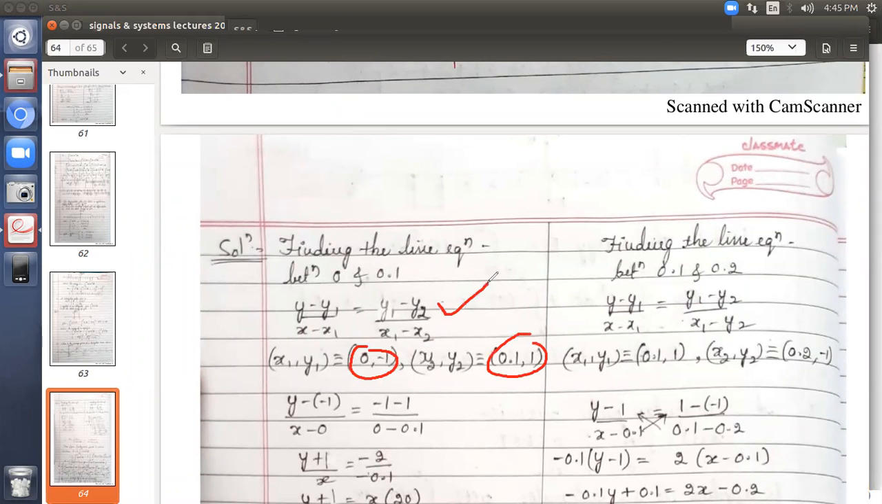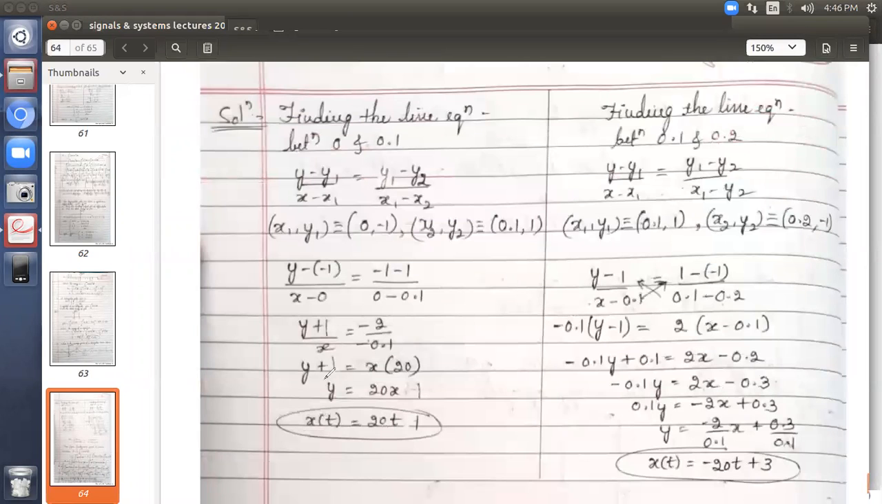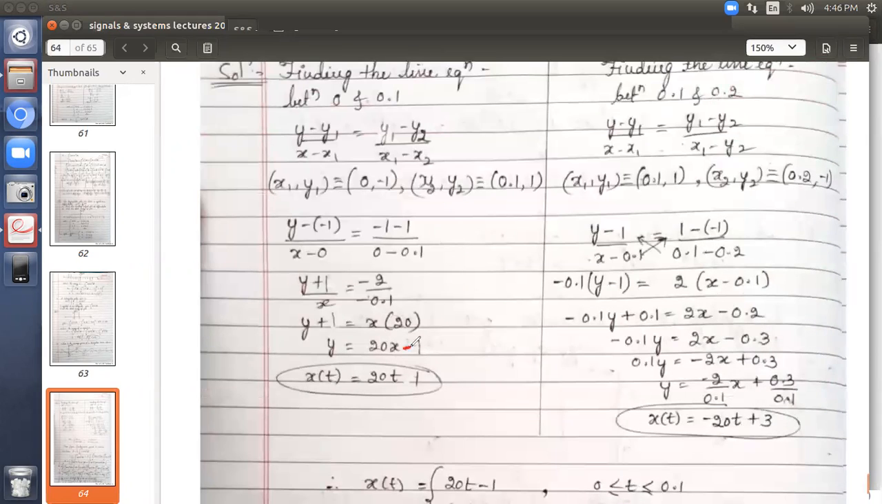So I will use again the straight line equation, 2-point form. (y minus y1) by (x minus x1) is equal to (y1 minus y2) by (x1 minus x2). This is the straight line equation. So points are x1 y1 is 0 and -1, x2 y2 is 0.1 and 1. So what you need to do? Put all the values, x1 y1, x2 y2. Substitute all the values except x and y. X and y indicate the line equation. At the last, we will replace it. So if you solve it, you will get, I did not write the sign, it should be negative.